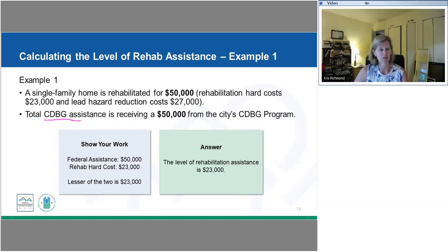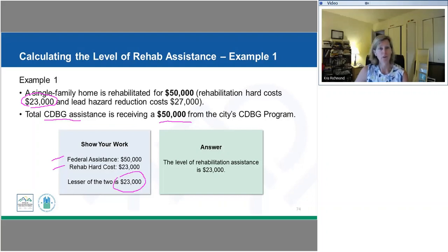So let's look at that. The first thing we're trying to figure out is our federal assistance, and you see here it's $50,000. So our CDBG is our federal assistance, and that one's $50,000. And then what are the rehab hard costs? Well, they give it to us right here. They're saying our rehab hard costs are $23,000, and we want to compare those two, and so we determine the lesser of the two is $23,000.